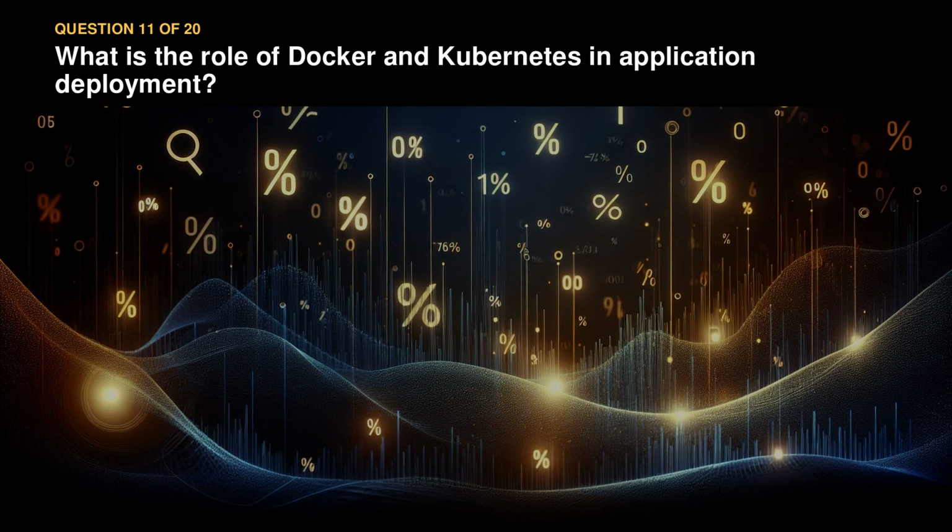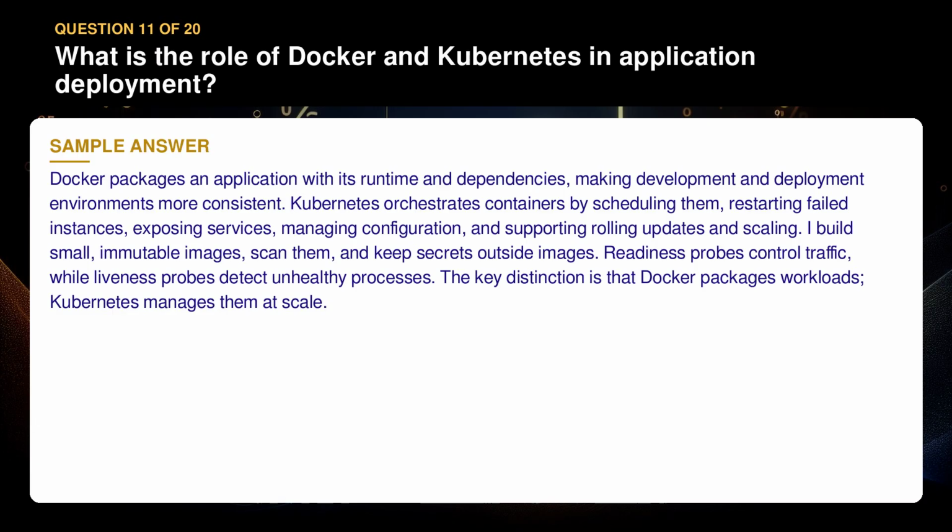What is the role of Docker and Kubernetes in application deployment? Docker packages an application with its runtime and dependencies, making development and deployment environments more consistent. Kubernetes orchestrates containers by scheduling them, restarting failed instances, exposing services, managing configuration, and supporting rolling updates and scaling. I build small, immutable images, scan them, and keep secrets outside images. Readiness probes control traffic, while liveness probes detect unhealthy processes. The key distinction is that Docker packages workloads, Kubernetes manages them at scale.